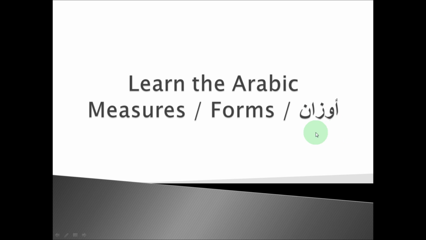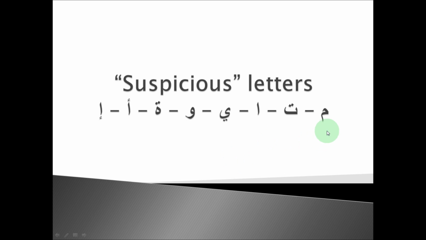And there you go. My final word is eventually just learn these measures, also called forms, also called in Arabic awzan. It will be helpful to learn that, and you'll also be able to solidify in your mind a bit better the various letters that might be suspect. But to leave you with a summary, let's go back to these suspicious letters: the mim, the ta, the aleph, the ya, the wow, the ta marbuta, the aleph, hamza constructions. So, yeah, there you go.